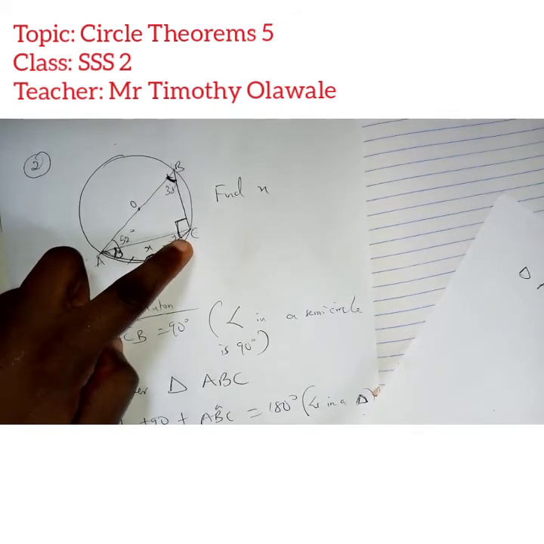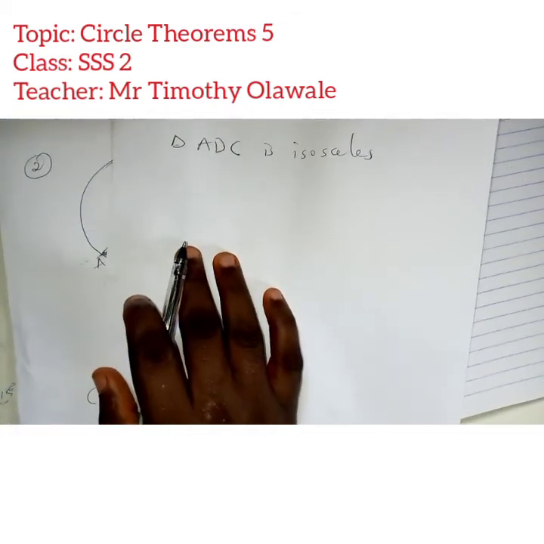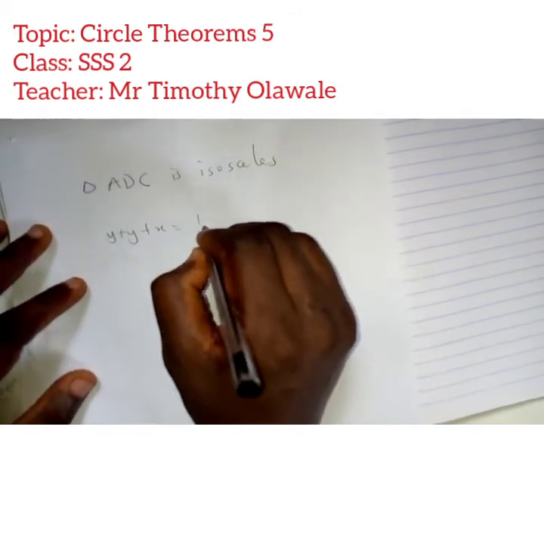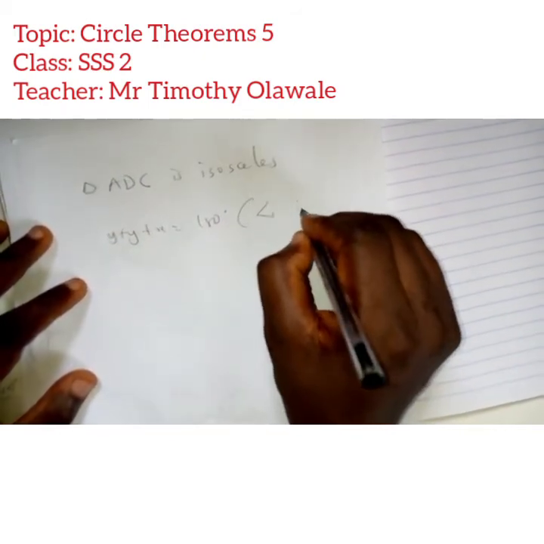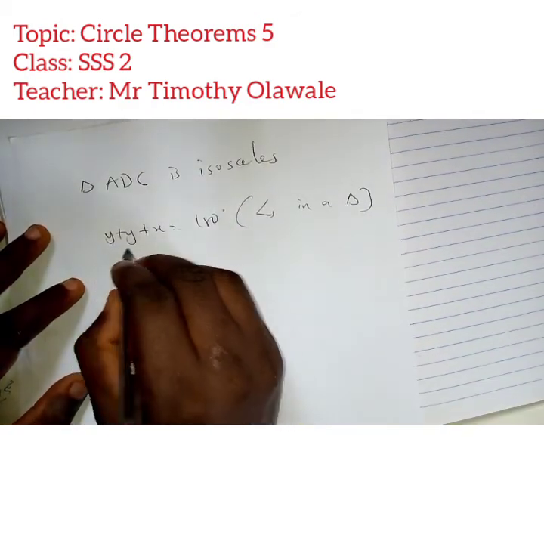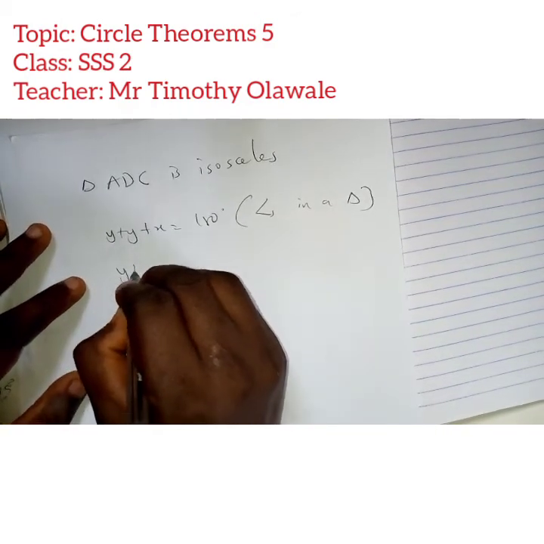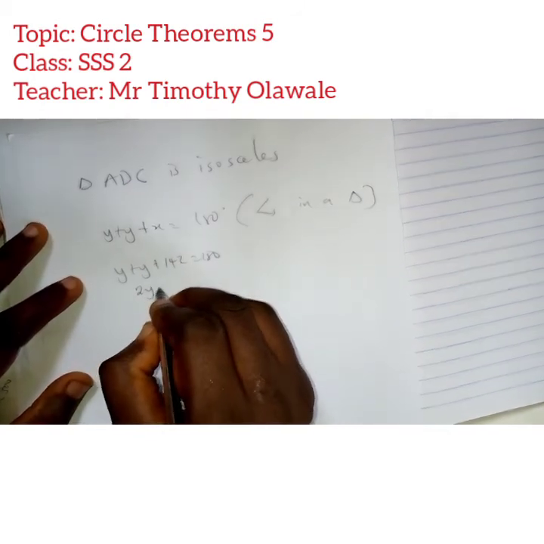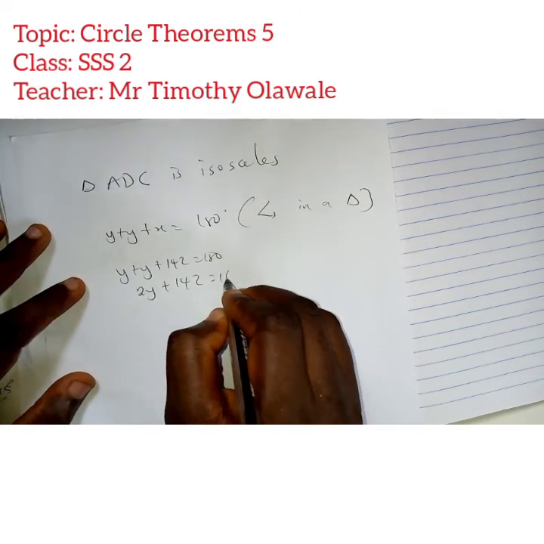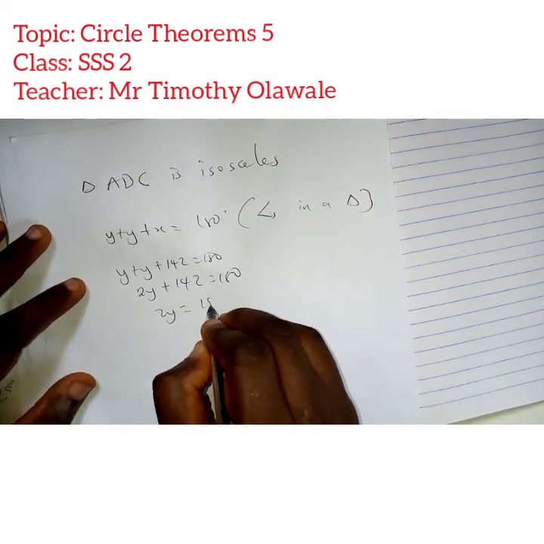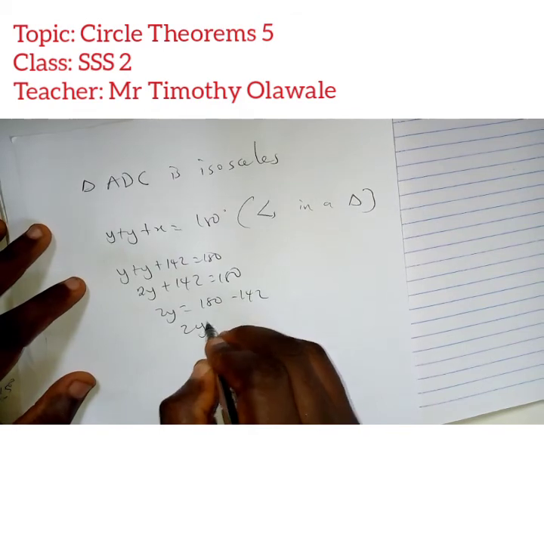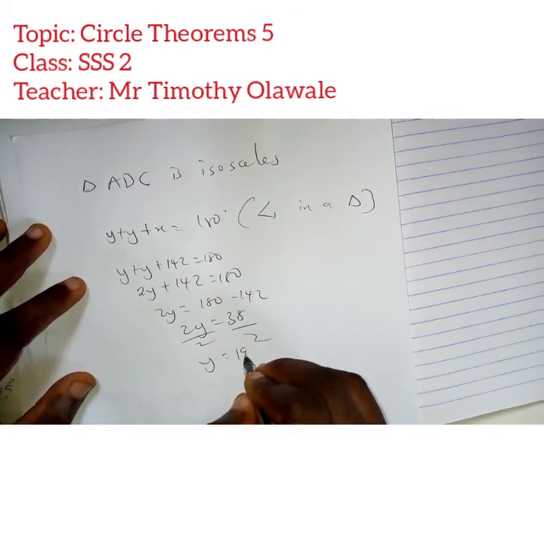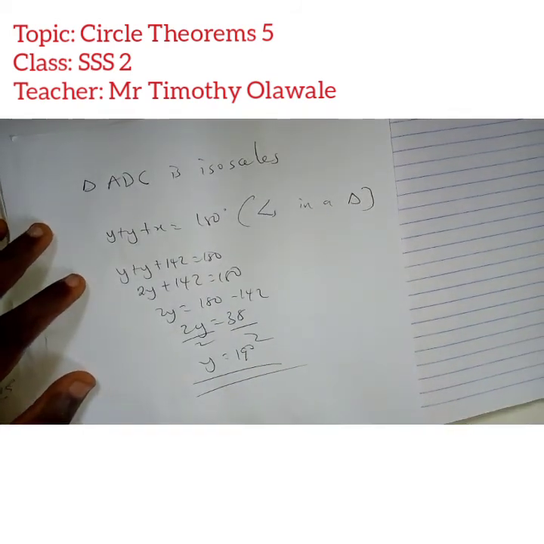Pay attention to this. So we can say that y plus y plus x equals 180. Remember, angles in a triangle. What's our x? Our x is 142. So y plus y is 2y, plus 142 equals 180. This is a simple equation. 2y equals 180 minus 142. 2y equals what? 38. Divide both sides by 2. y equals 19 degrees. So we have gotten our x and our y.